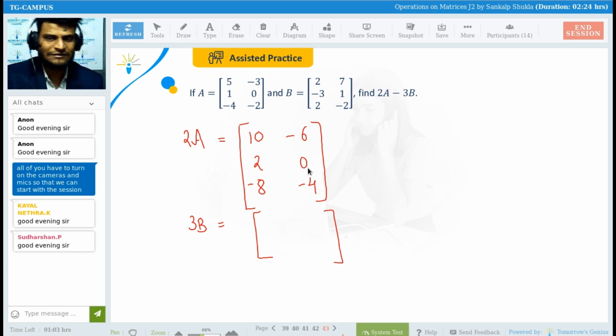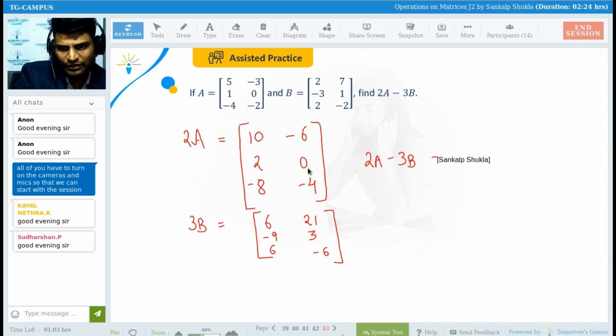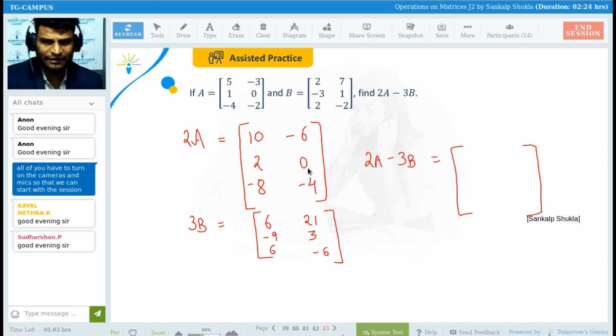3b will be, now I have to multiply each and every element in b with 3. So it is 6, 21, minus 9, 3, 6, and minus 6. Now if somebody asks me what is 2a minus 3b, so what I am going to do is I just take the difference of these two matrices obtained.